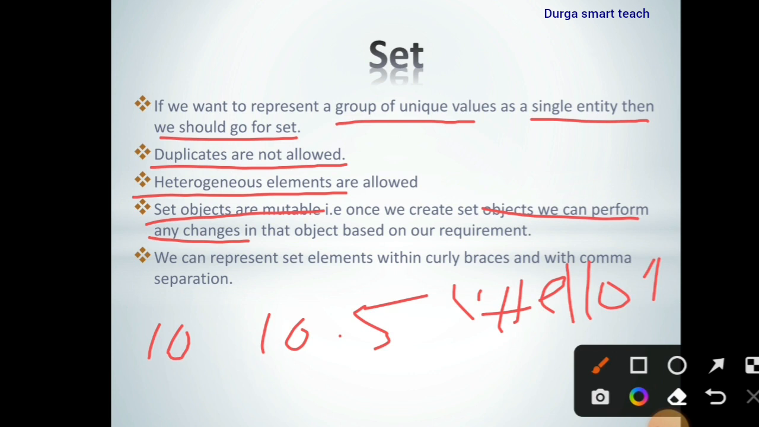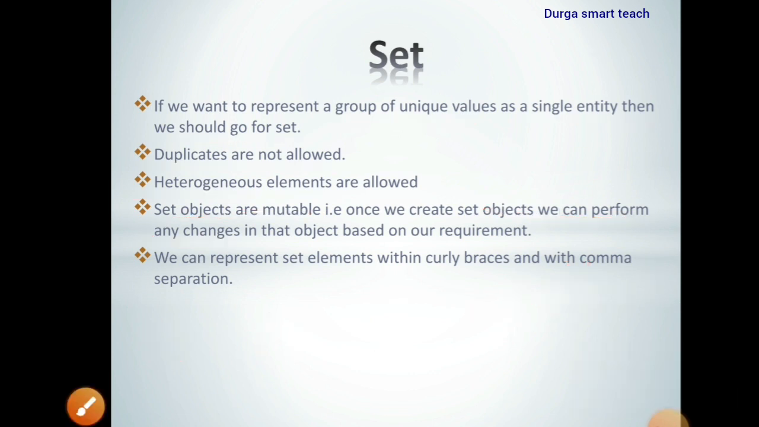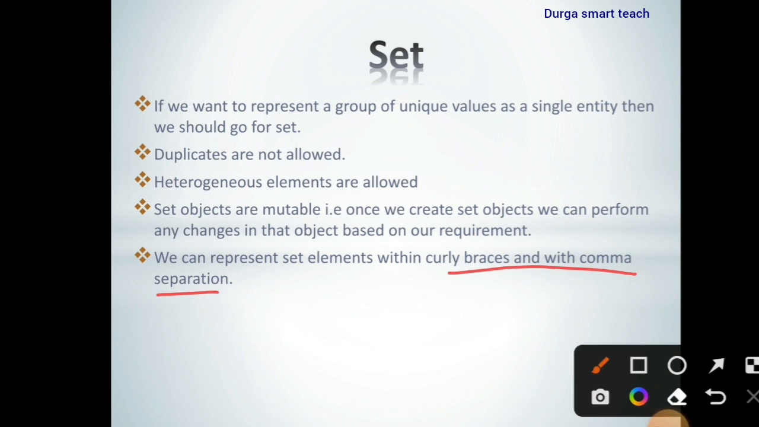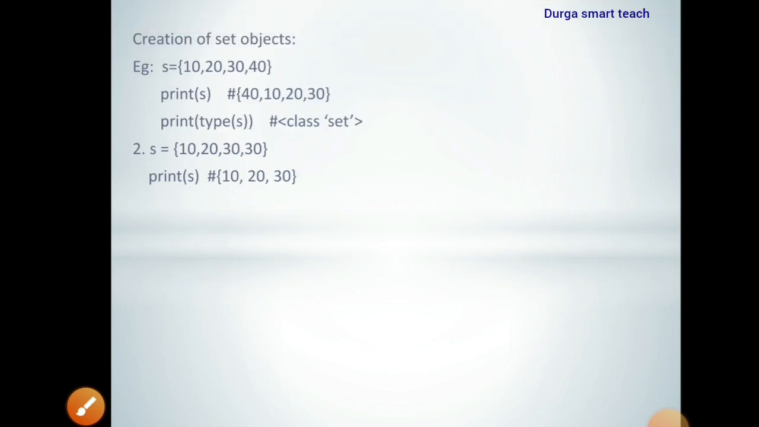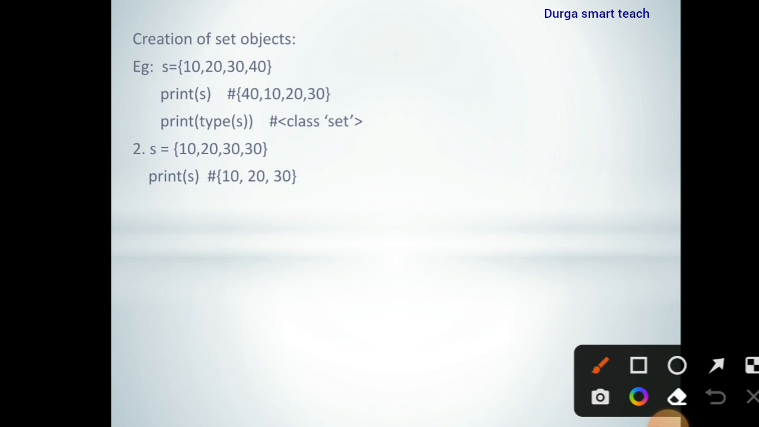We can represent set elements within curly braces and with comma separator. For list we represent elements in square brackets. For tuples we represent elements in parentheses. Okay, so parentheses are for tuples, square brackets for list, and curly braces for set. So this is the example of set. Creation of set, if you want to create the set you need to use curly braces.